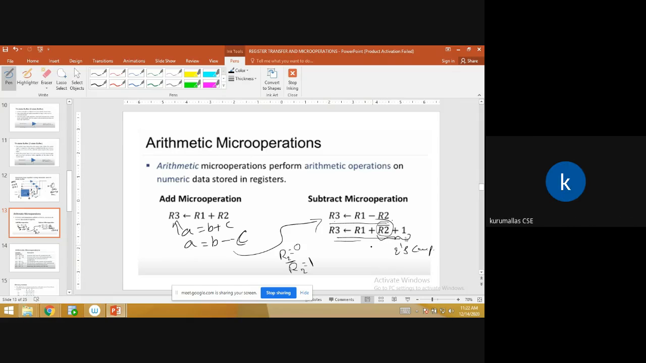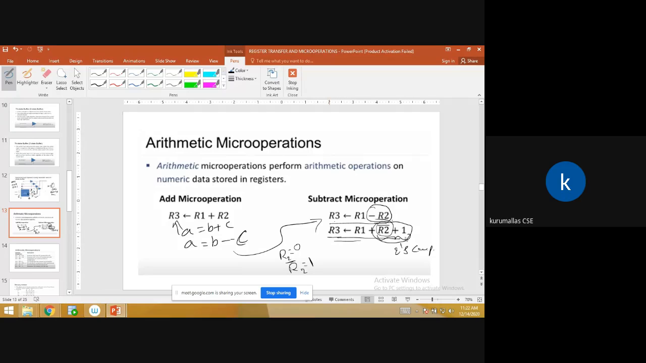So R1 plus the complement of R2 plus 1 gives the result. This can be represented like this. Okay, right? So R3 reverse arrow R1 minus R2 can be done like this. The two's complement of the second operand can be added to the first operand, and then the result can be stored in the third register, right? This is the representation of the subtract micro operation.